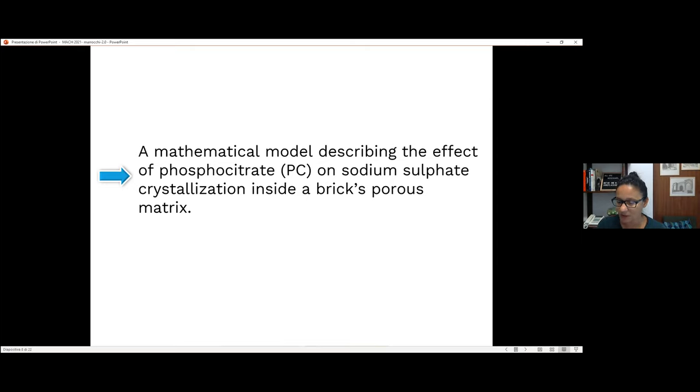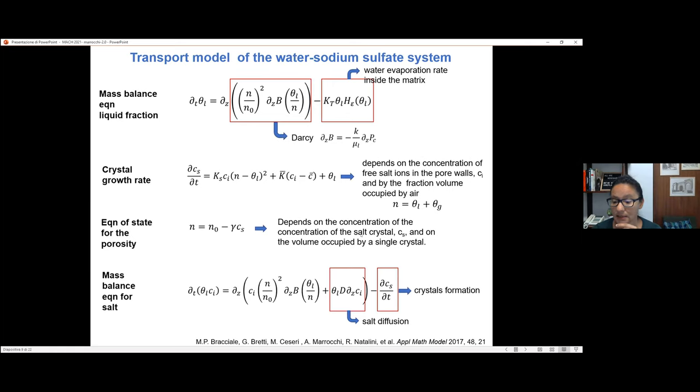Indeed, a study has been carried out to describe mathematically the effect of phosphocitrate on sodium sulfate crystallization, of course, inside a brick porous matrix. Just to start, it was the most investigated topic of ours at that time. Well, here is the transport model used. I'm not going very much into details because I'm a chemist by training, but I will try to highlight some key points.